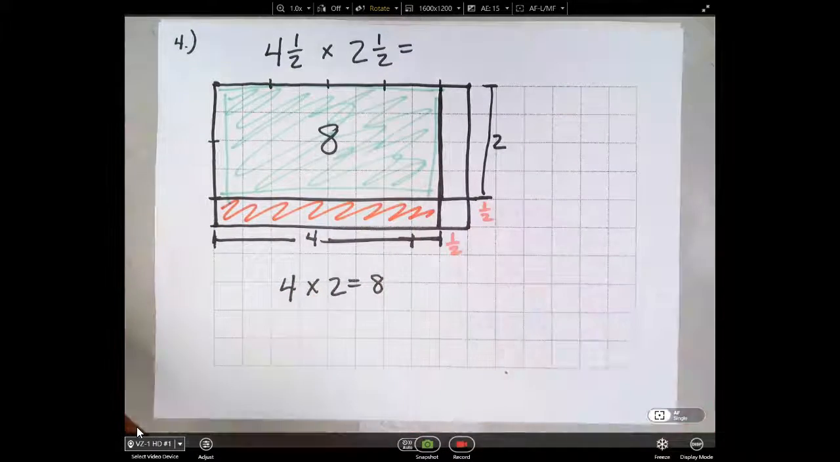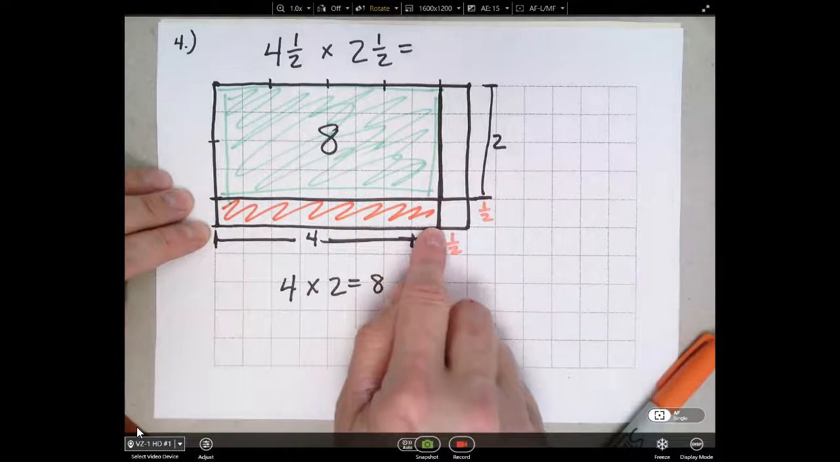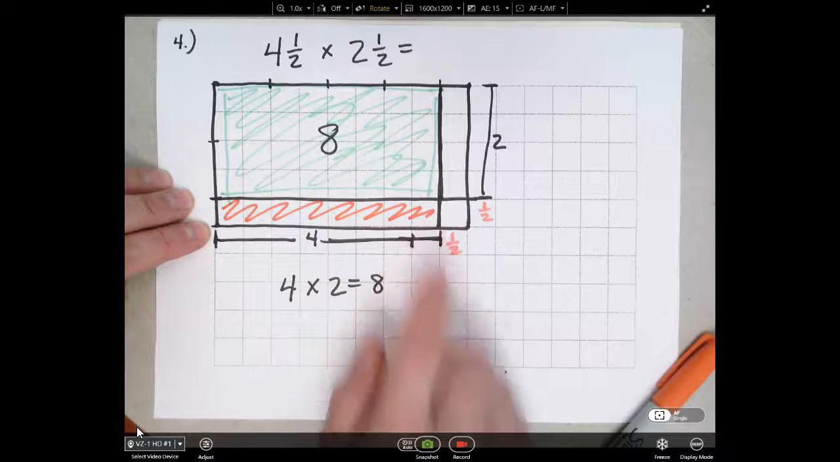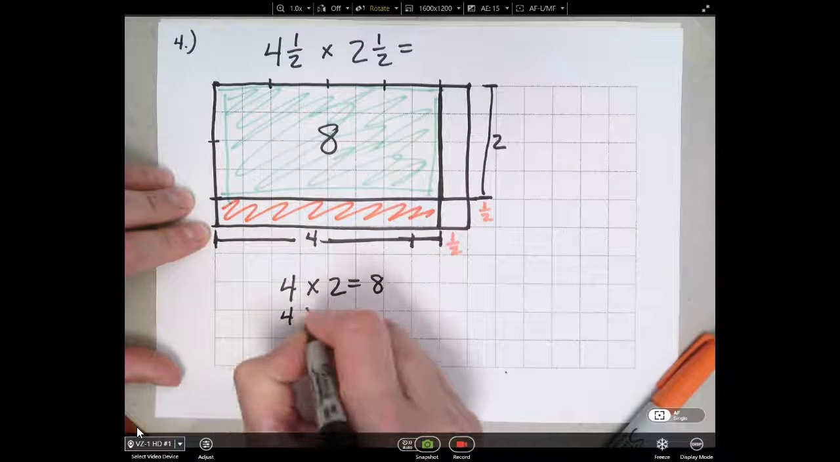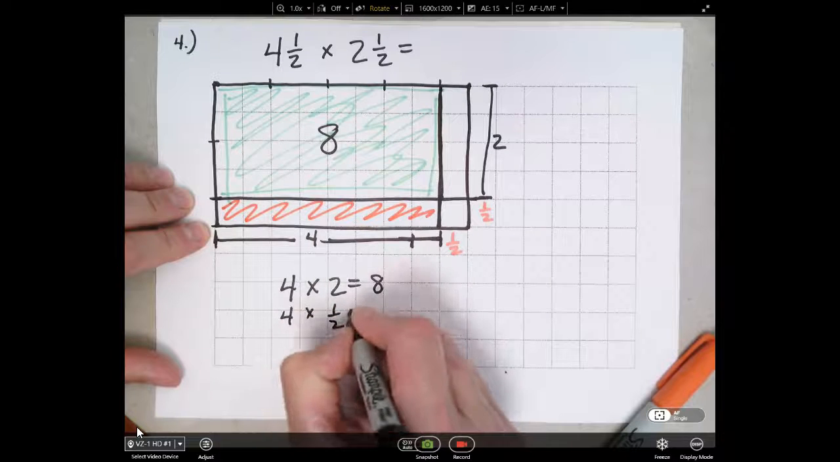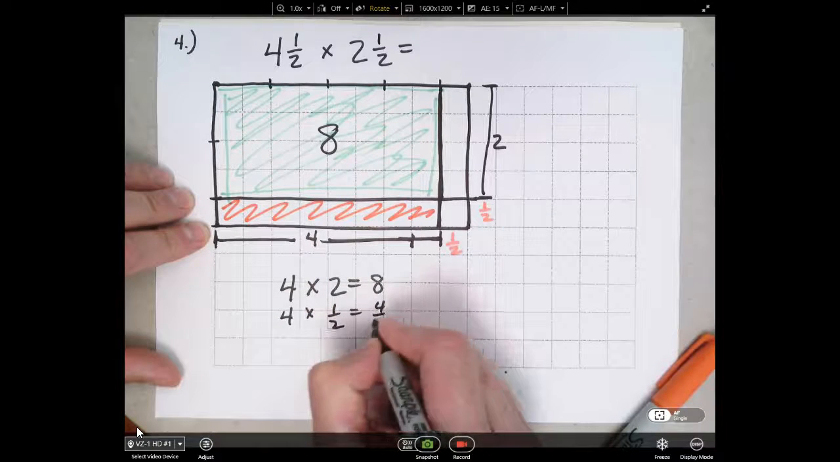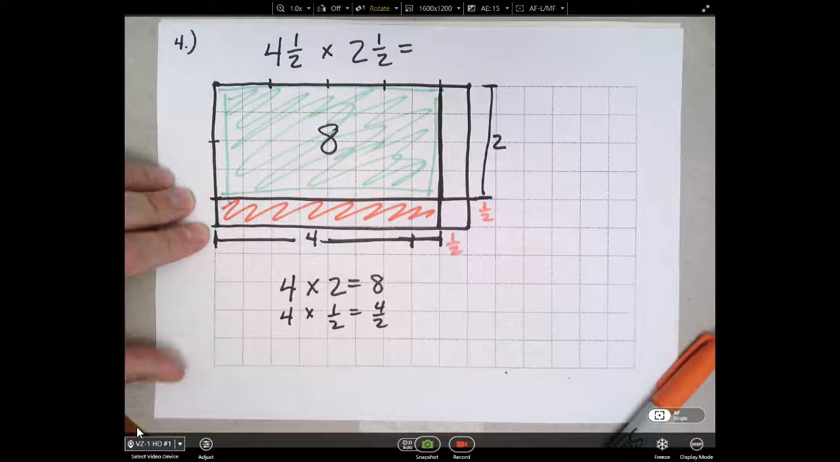Okay, how big is this box? Well, this rectangle is 4 by 1/2. So 4 times 1/2 is simply 4/2. Could say 2, but I'm going to record it as 4/2.